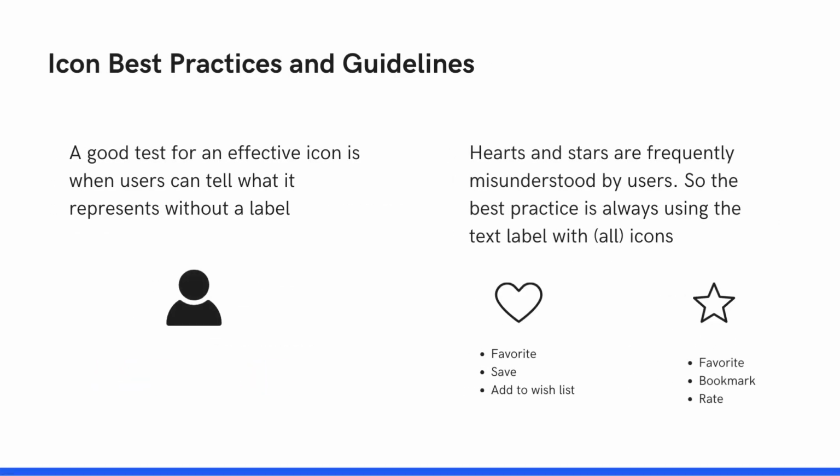A good test for an effective icon is when a user can tell what it represents without a label. It doesn't mean that you shouldn't put a label. It just means that it's a test. A user can tell you what this icon is about without a label. Hearts and stars are frequently misunderstood by users, so best practice is always using a text label with all icons.